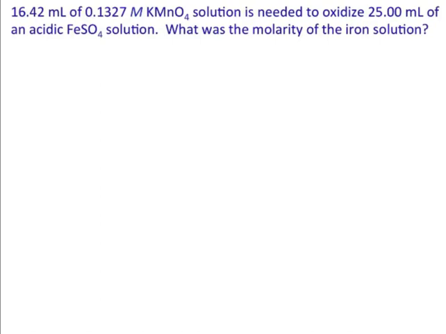So let's show an example. Say we have this reaction, and we have some volume of some concentration of permanganate, and we're titrating that against 25 milliliters of iron sulfate. And this is a soluble ionic compound. This will deliver iron 2+ into solution. This permanganate is a soluble compound. It'll deliver K+ and permanganate into solution. That's fine.